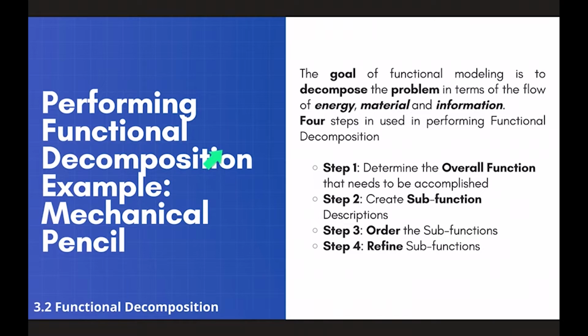So now let us see an example of how to perform the functional decomposition. The example is the mechanical pencil. The goal of functional modeling is to decompose the problem in terms of the flow of energy, material, and information. The four steps used in performing functional decomposition are: Step 1, determine the overall function that needs to be accomplished. Step 2, create sub-function descriptions. Step 3, order the sub-functions. And step 4, refine the sub-functions.